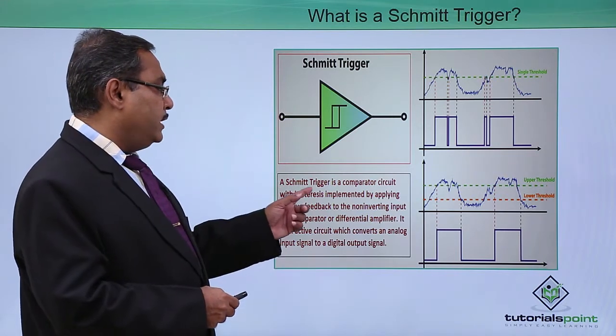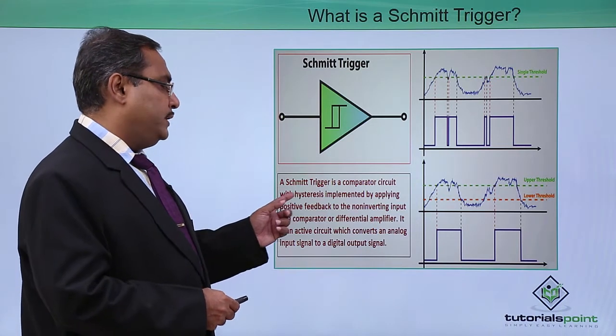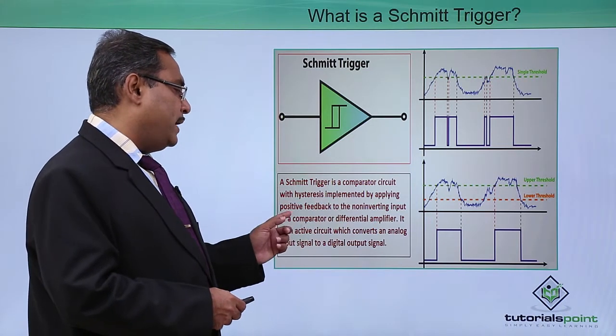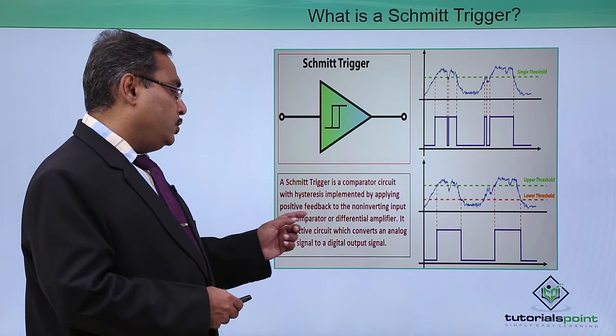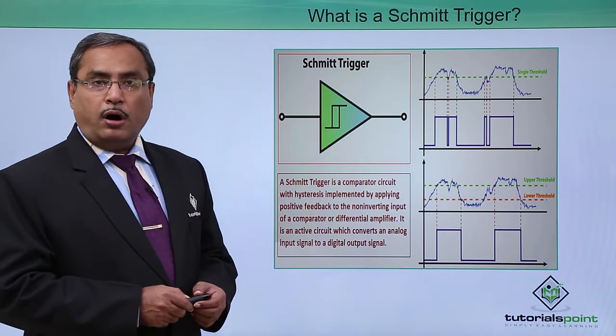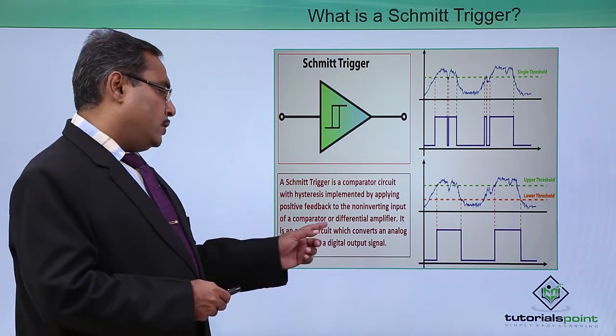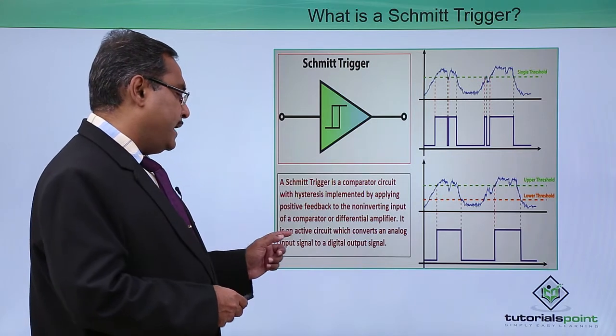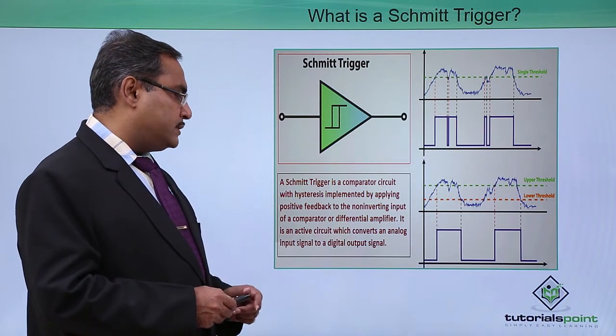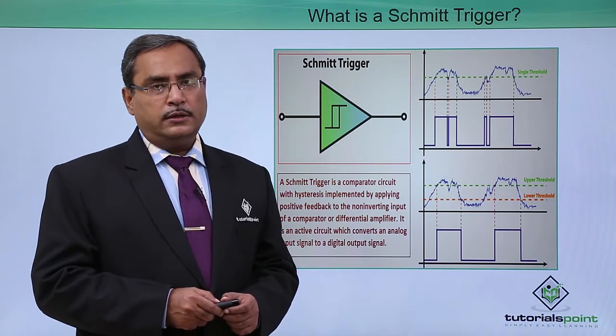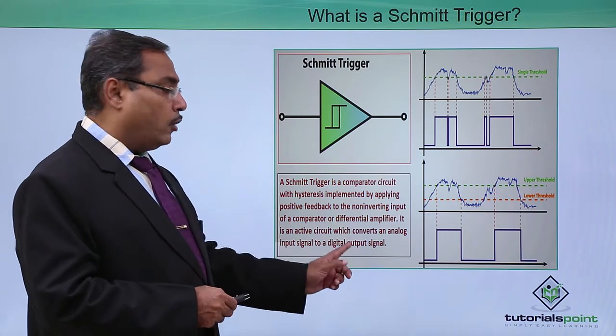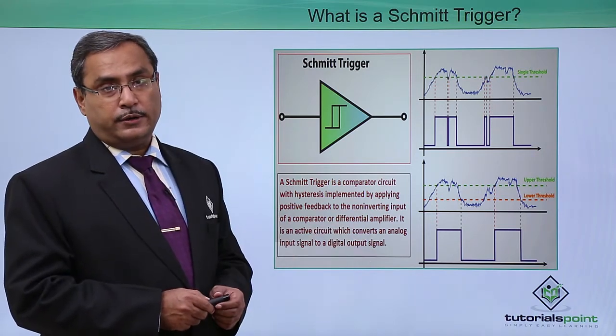A Schmitt trigger is a comparator circuit with hysteresis implemented by applying positive feedback to the non-inverting input of a comparator or differential amplifier. It is an active circuit which converts an analog input signal to a digital output signal. So that is the most important.